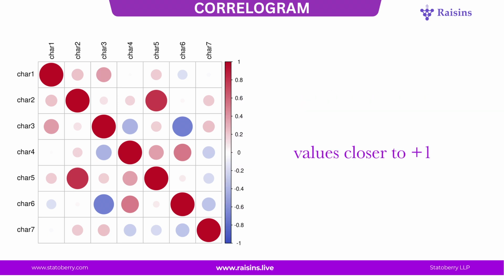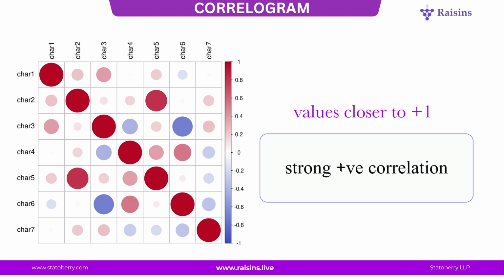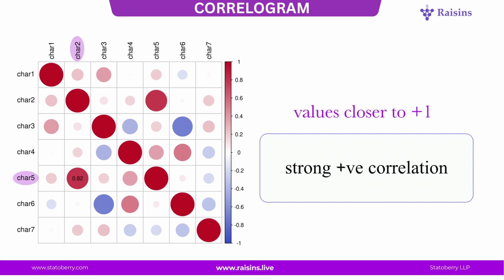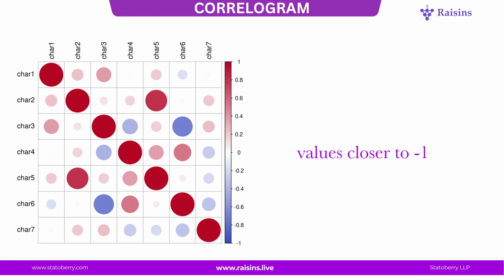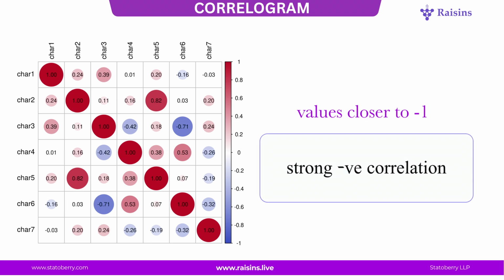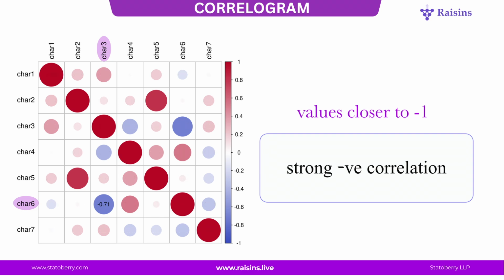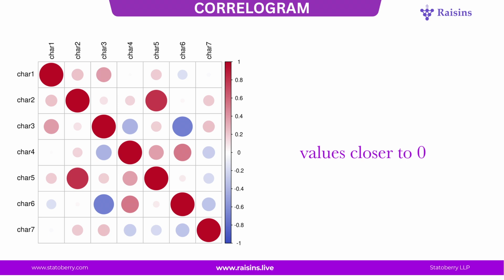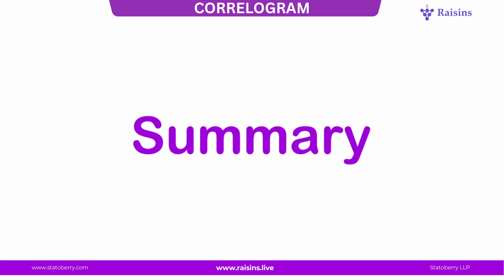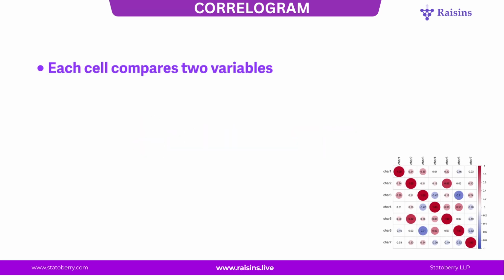Values closer to +1 represent strong positive correlations like the character 2 and character 5 with a correlation coefficient of 0.82. Values closer to -1 represent strong negative correlations like the character 3 and character 6 with a correlation coefficient of -0.71. Values near 0 indicate weak or no correlation like the character 1 and character 7 represented by very small circles.